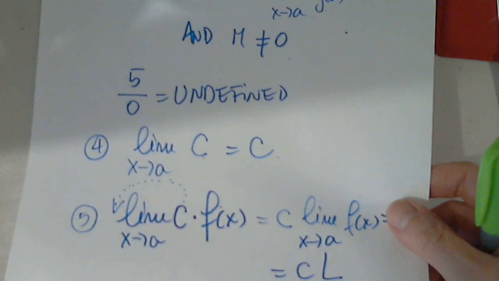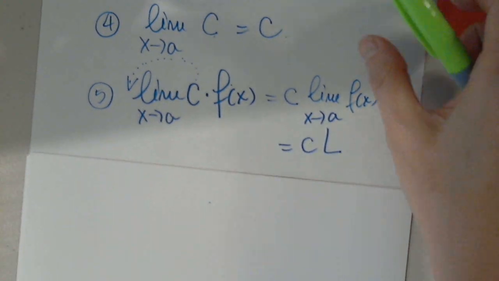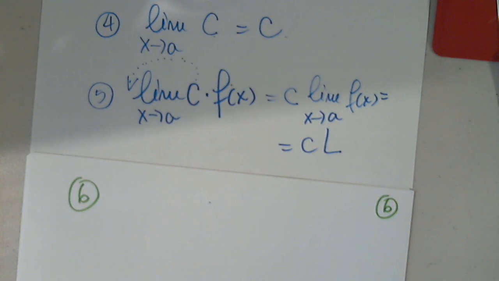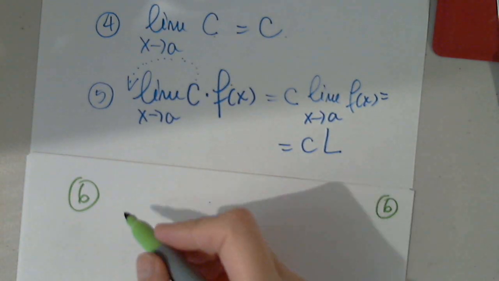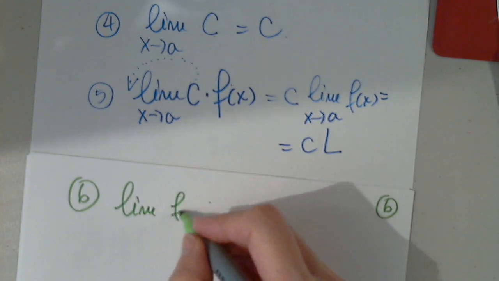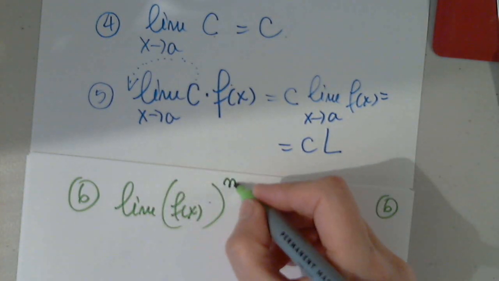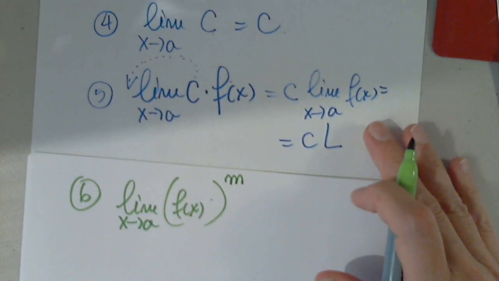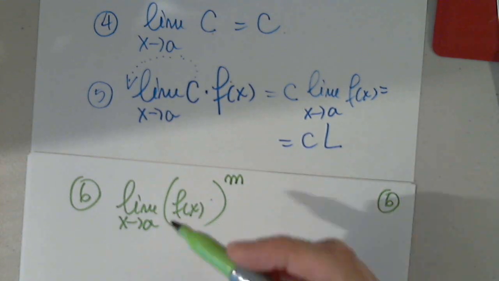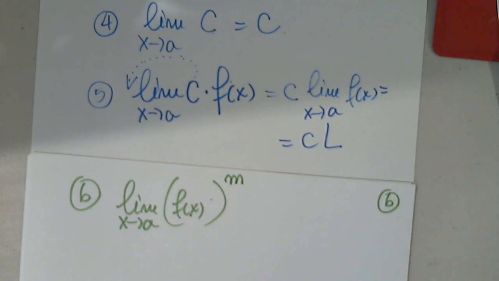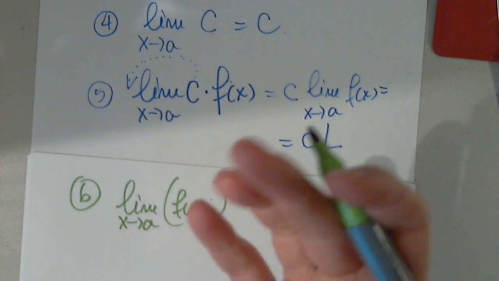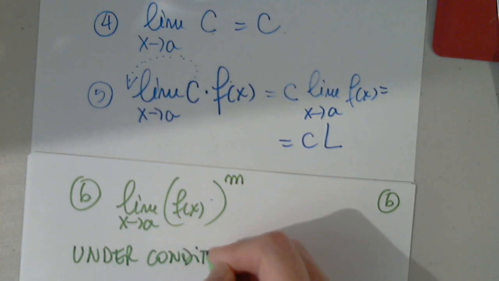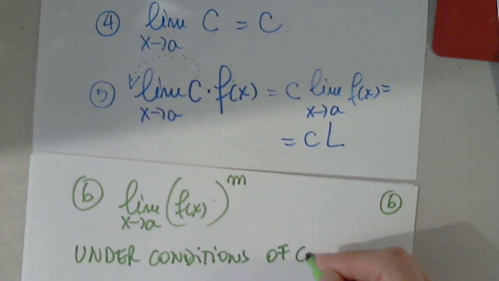Okay, so one more. Basically, there are two, but they can be written in the same limit law. It's all about powers. So limit of f of x raised to power m as x approaches a. This is an important property because it allows us, I should mention, it's under certain conditions, and the condition is, we haven't discussed it yet, but it's under conditions of continuity.